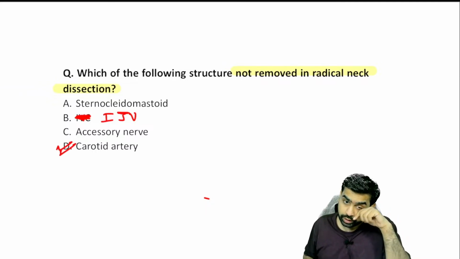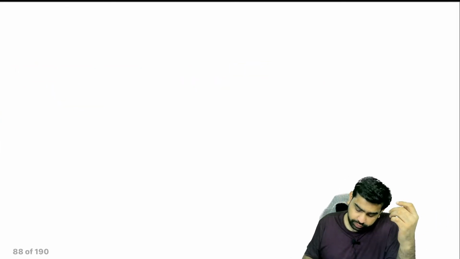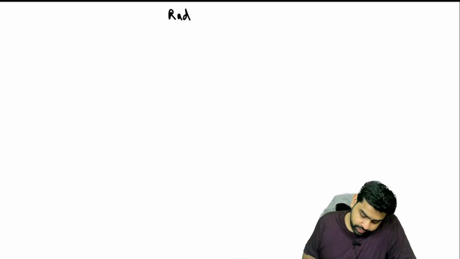So what are we talking about? We are basically talking about neck dissection. There are two types of neck dissection: the radical neck dissection and the modified radical neck dissection. First, let's talk about the radical neck dissection.